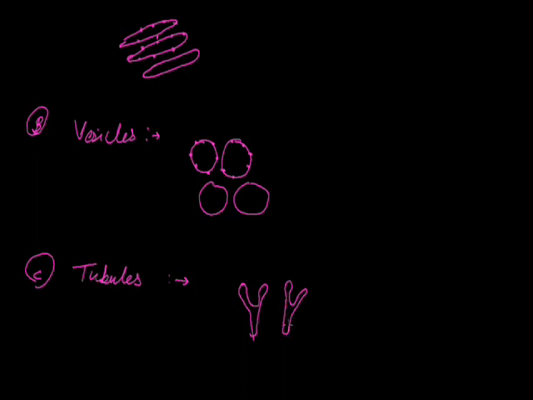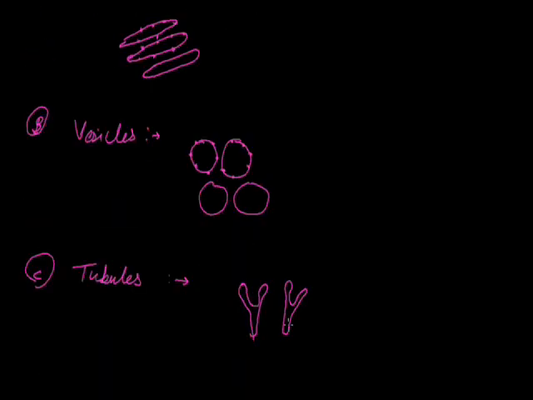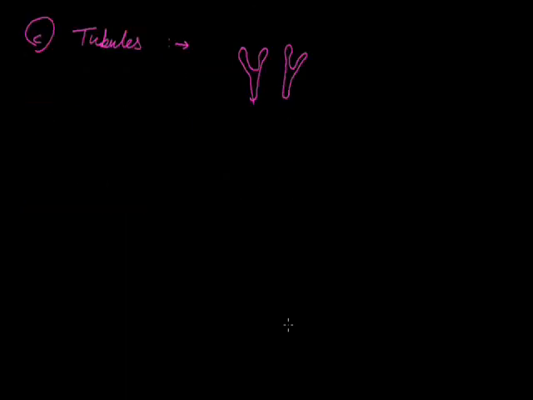It means cisternae and vesicles are involved in formation of protein while the tubules are involved in formation of lipid. On the basis of presence of ribosomes, endoplasmic reticulum is of two types.